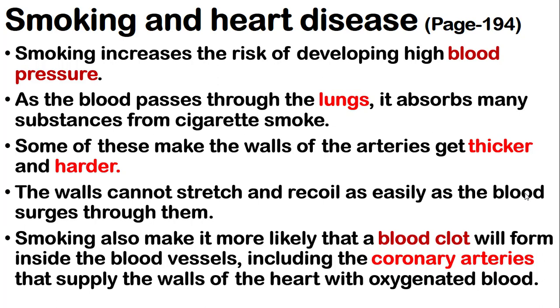Smoking also makes it more likely that a blood clot will form inside the blood vessels, including the coronary arteries that supply the wall of the heart with oxygenated blood. Coronary arteries are the arteries that provide the heart muscle, the cardiac muscle, with enough oxygen and glucose. Now, if these arteries are blocked, what happens? Supply to the muscles of the heart is blocked. Now the heart cells are affected, and most of the cells die, and the heart stops working. This is said to be angina, okay, or a mild heart attack.